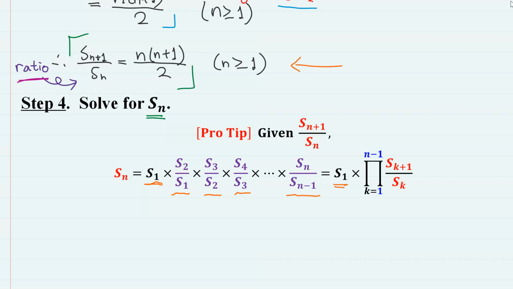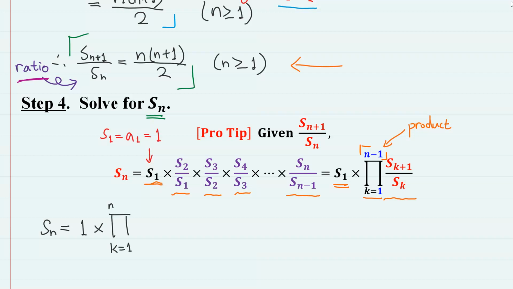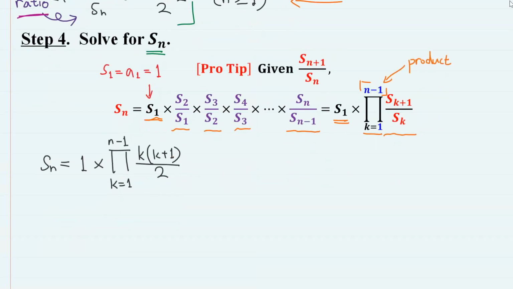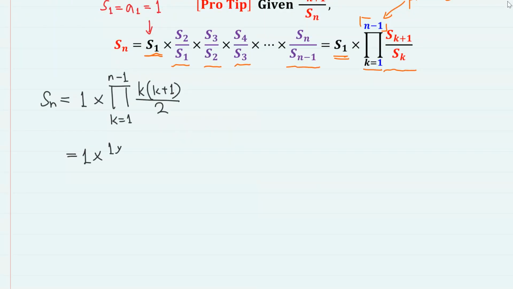Or we can write S_1 times the product notation pi, S_{k+1} over S_k from k equals 1 to n minus 1. Here, S_1 is just a_1, which is 1, so we have S_n equals 1 times product pi k(k+1) over 2, which is 1 times 2 over 2 times 2 times 3 over 2 times 3 times 4 over 2, and so on.